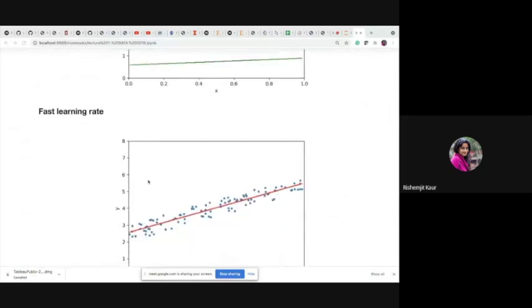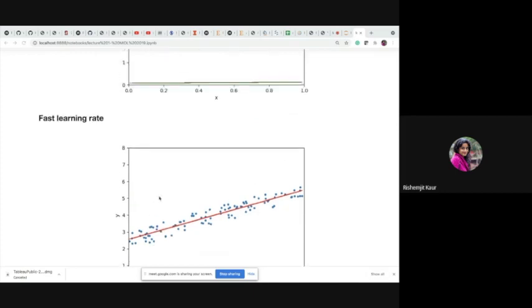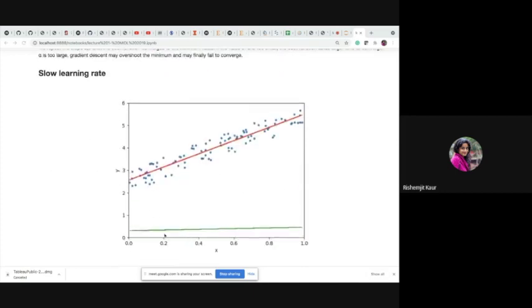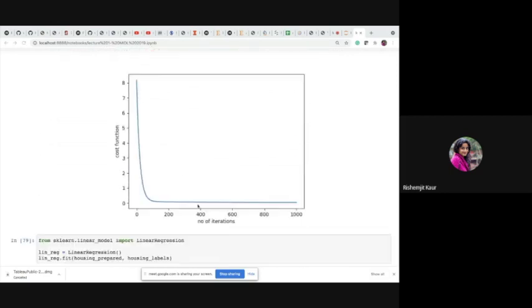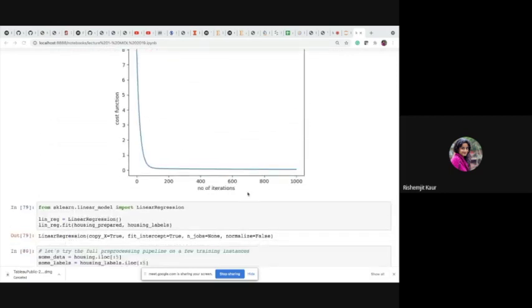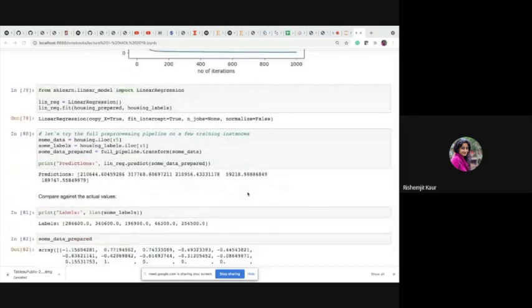So if you see here, this visualization again tells you that if your learning rate is very fast, this is how it will keep on diverging. It will not converge. And if your learning rate is too slow, it may take a very long time to reach the optimal value, and you may actually stop your algorithm before it reaches there. And this one just shows the cost function with respect to the iterations. So yes, now coming to the linear regression part of it.